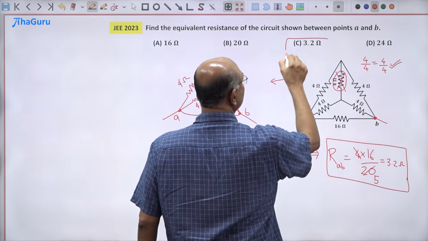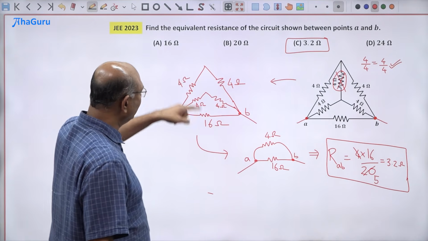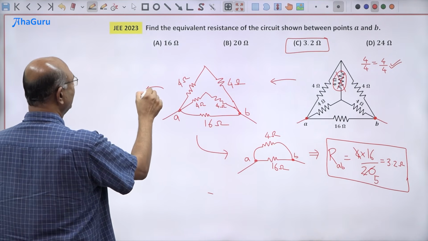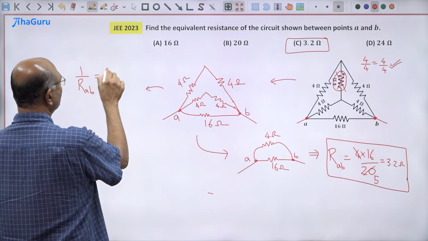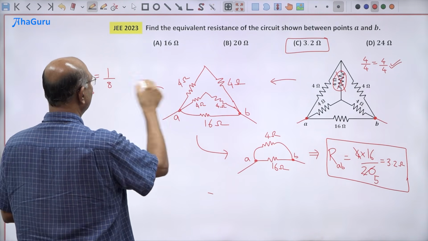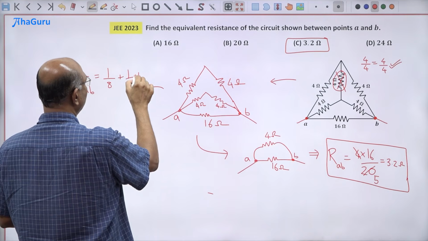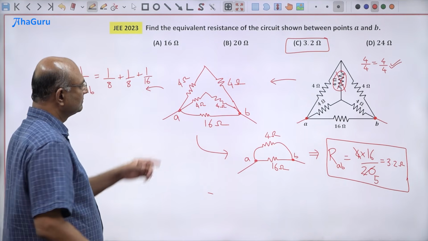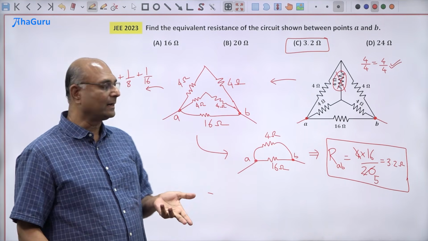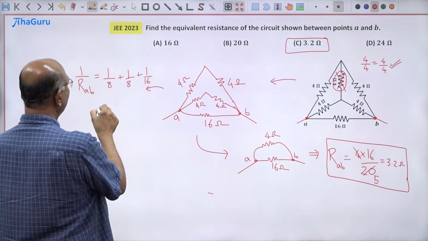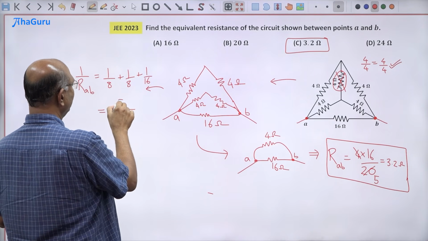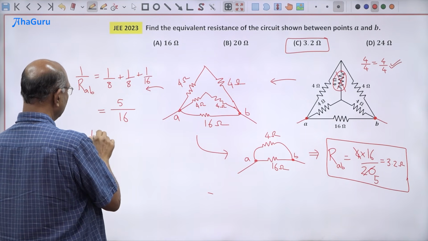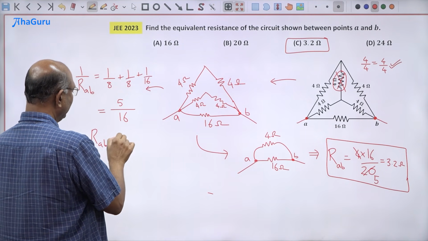That is this. Of course, I could have also done it here directly. I could have directly written 1 by RAB is 1 by 8 plus 1 by 8 plus 1 by 16. Because these three are in parallel. So if I take 16 common, 2 plus 2 plus 1, which is 5. So RAB is 16 by 5, which is 3.2.